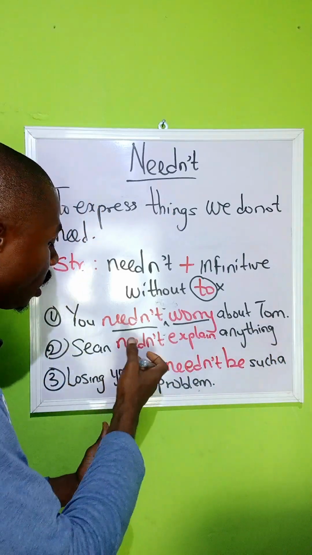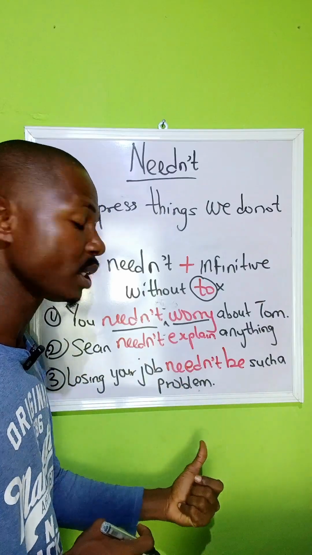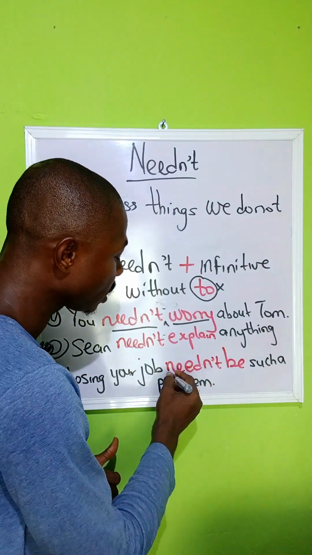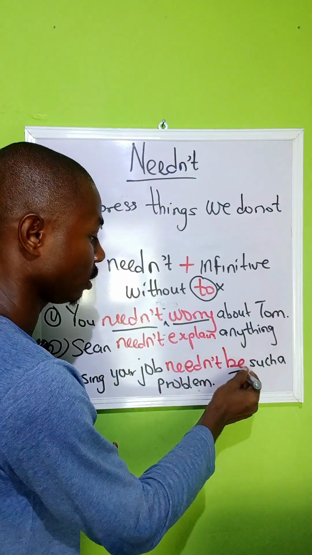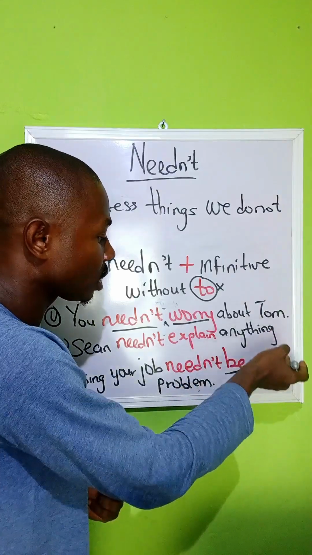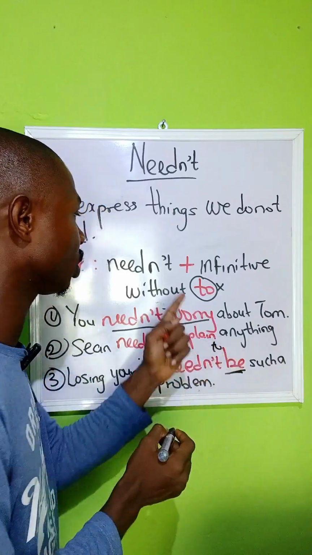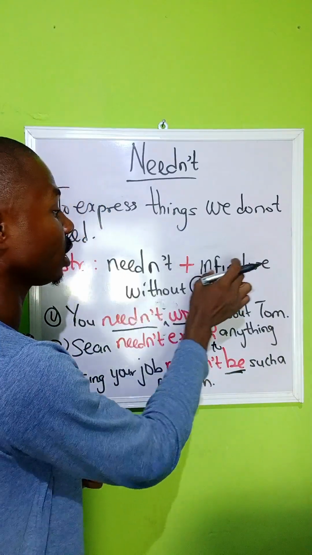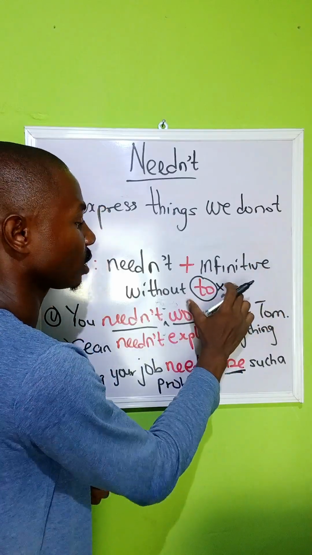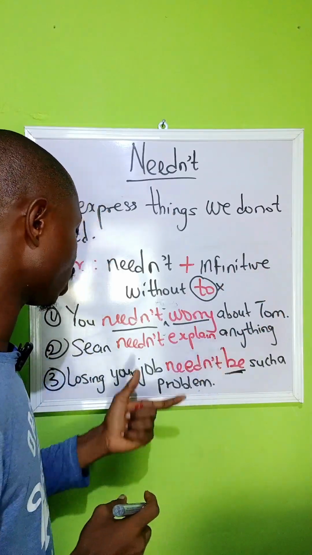And number 3, losing your job needn't be such a problem. So the verb be, needn't be such. I didn't say needn't to be such, okay? Because if you add to, it goes against the principle or the structure. Needn't plus direct infinitive without the to. Needn't be such a problem.